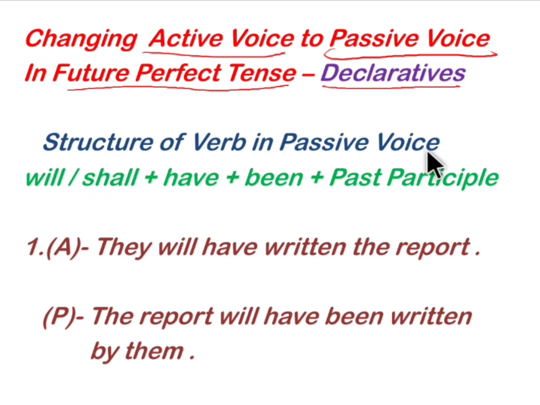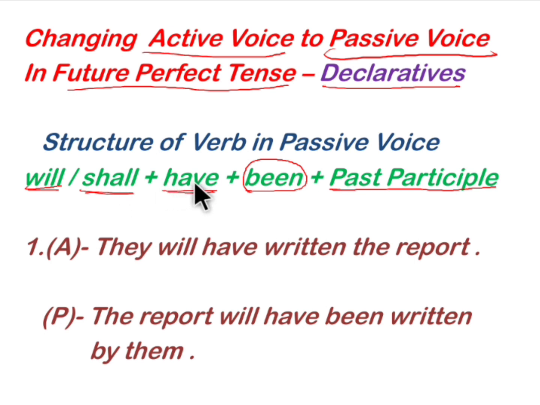Structure of verb in passive voice. What will the structure of the verb be when the future perfect tense is changed to passive voice? The structure will be either of the modal verbs, for example will or shall, plus have. This have is used for the perfect tenses, and been is the be verb for the perfect tense. Then we use the past participle of the main verb.